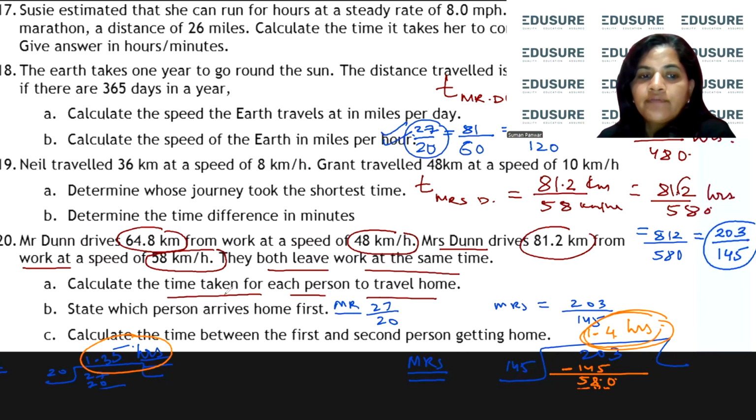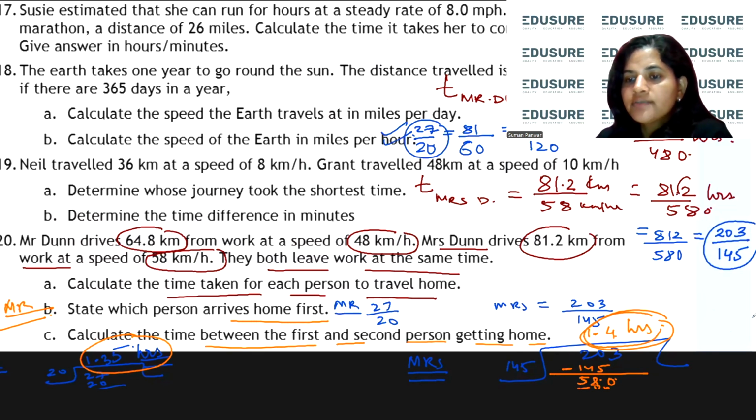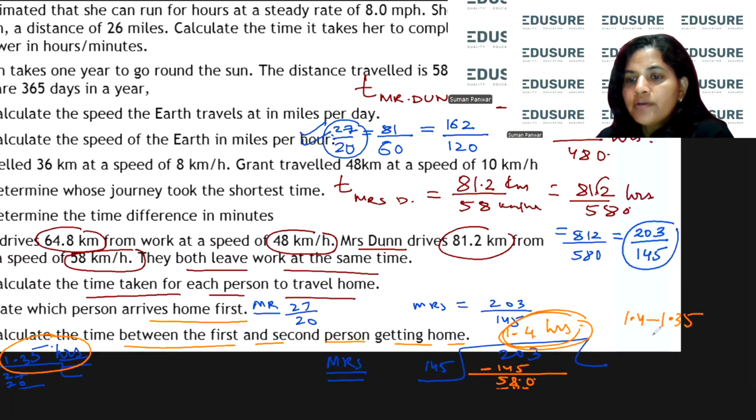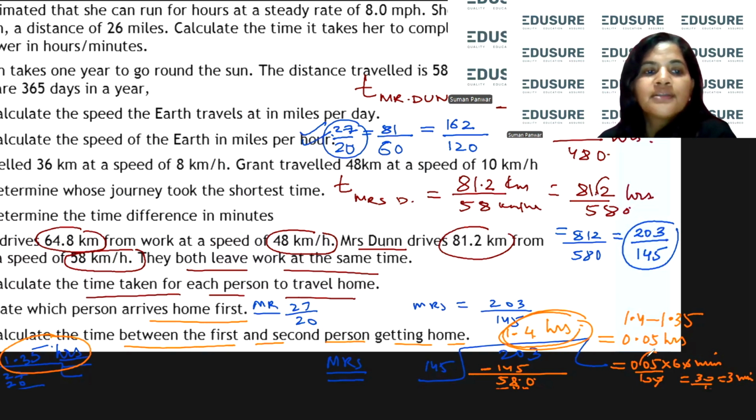So time taken, we have calculated. State which person arrives home first. It has to be Mr. Dun. Calculate the time between the first and the second person getting home. So there is a difference of 1.4 minus 1.35, which is 0.05 hours, which is 0.05 into 60 minutes, which is 30 by 10, which is 3 minutes. So 3 minutes is the difference.